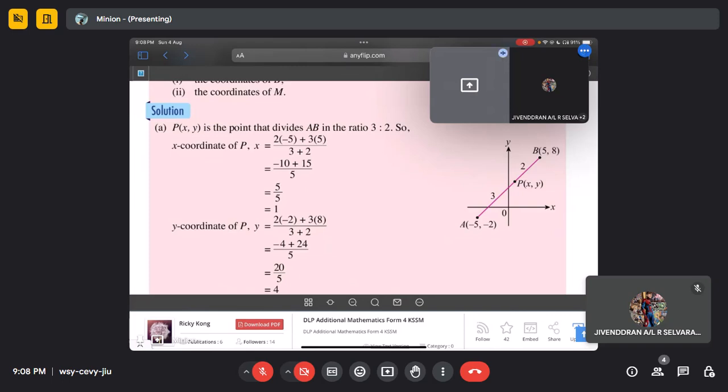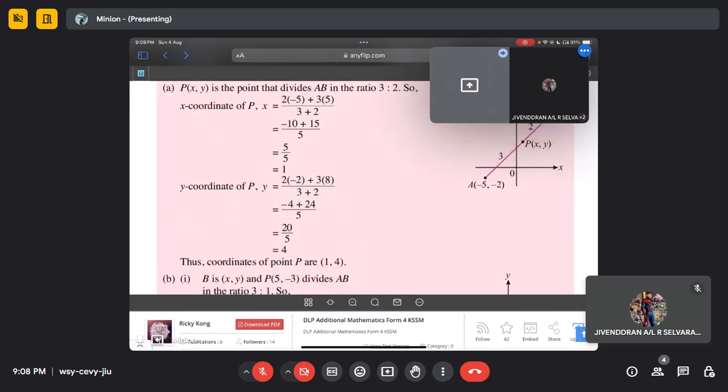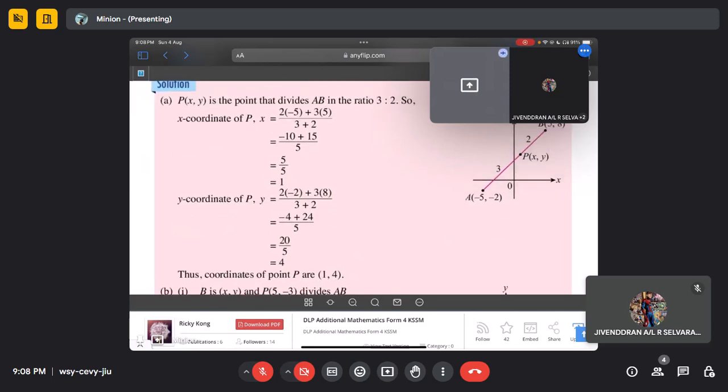So 2 times -5 is -10, 3 times 5 is 15, 3 plus 2 is 5. Solve it, use your calculator, get 1. So now you have the coordinate of X. Now you want to find Y, right? Use the exact same method.